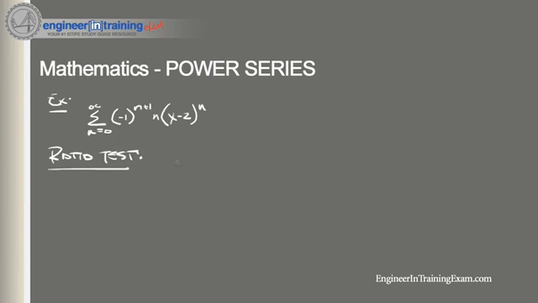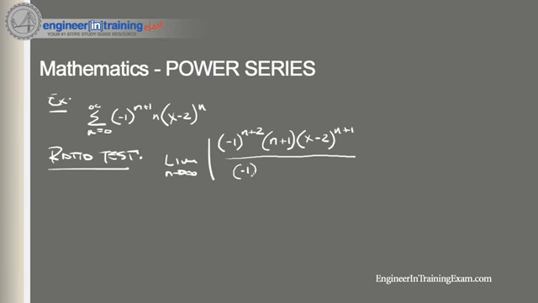And the ratio test, once again, is the limit as n goes to infinity. We want to add 1 to the n values on the top, on the numerator. So the limit as n goes to infinity of negative 1 raised to the n plus 2, times n plus 1, times (x minus 2) raised to the n plus 1, divided by just the original power series, which is negative 1 raised to the n plus 1, times n, times (x minus 2) raised to the n.